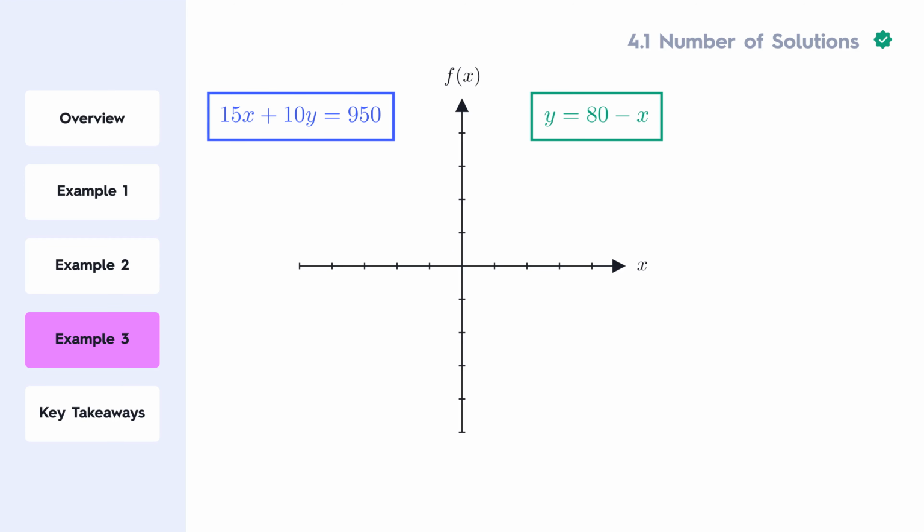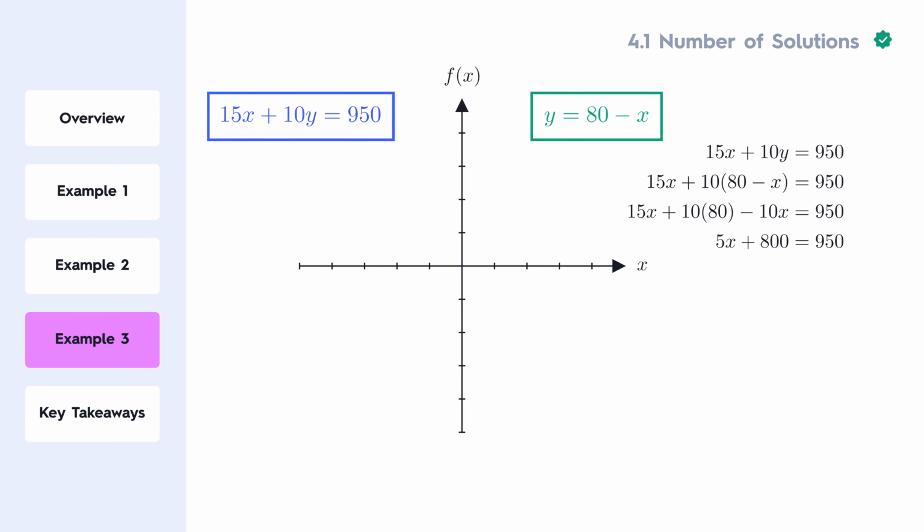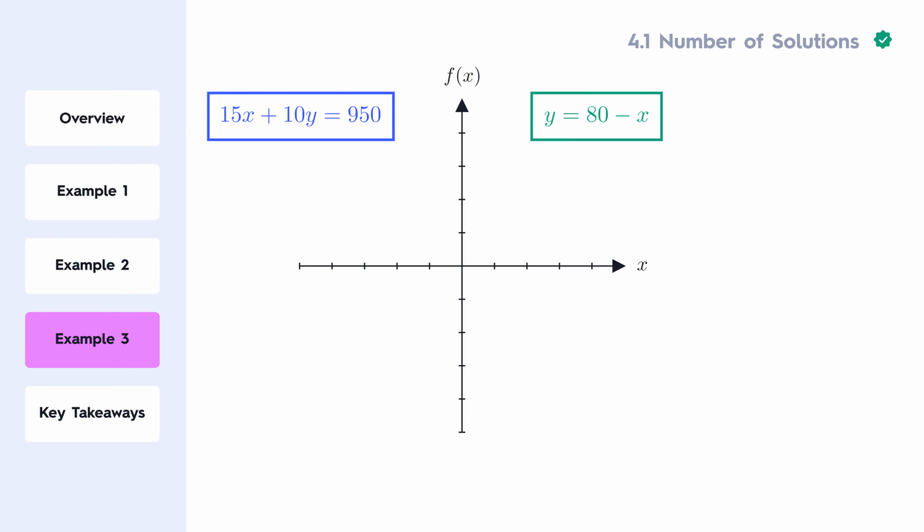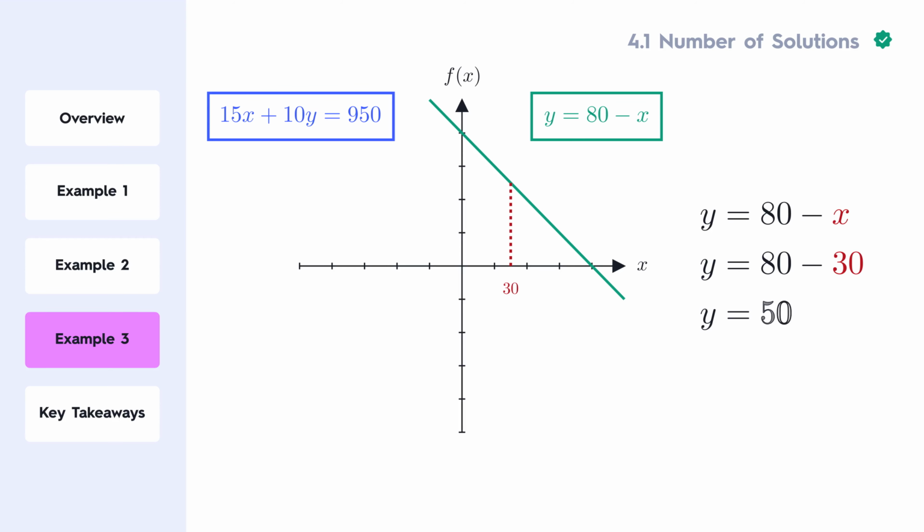Now that we have y equals 80 minus x, we take the second equation, which is 15x plus 10y equals 950, and substitute y with 80 minus x. Then we distribute the 10, and after combining like terms we will have 5x plus 800 is equal to 950. Subtract 800 from both sides, and divide by 5, and as a result x equals 30. Let's show the first equation on the graph. Now that we have x equals 30, which means the theater sold 30 adult tickets, we need to substitute this value back into the first equation y equals 80 minus x to find y. Then, we have 80 minus 30, and like that we will have y equals 50.